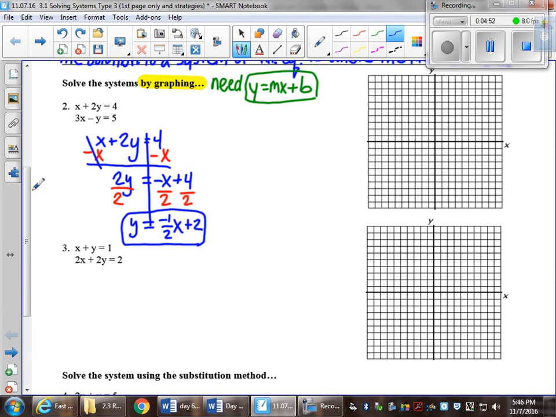To graph this equation, we need to identify m and b. M equals negative 1/2 and b equals 2. This is where I will start, at b equals 2. So I go to 2 on the y-axis, and then from here I know how to count. Negative 1 is down 1, positive 2 is right 2. So I will be counting down 1, right 2, down 1, right 2, down 1, right 2.